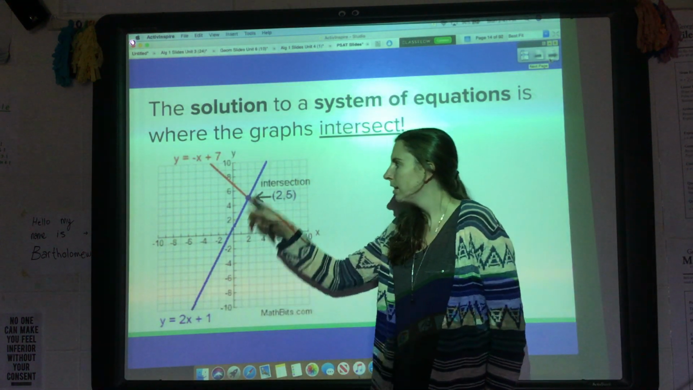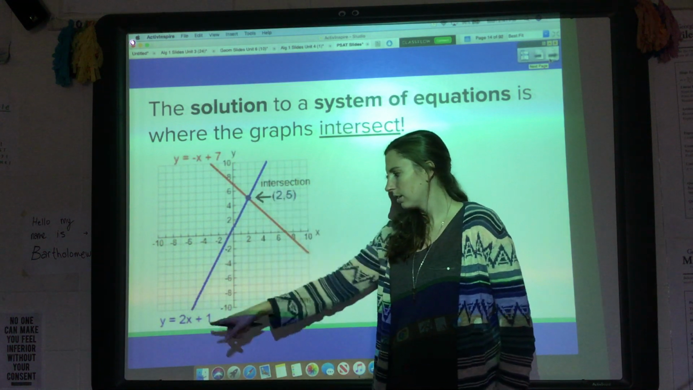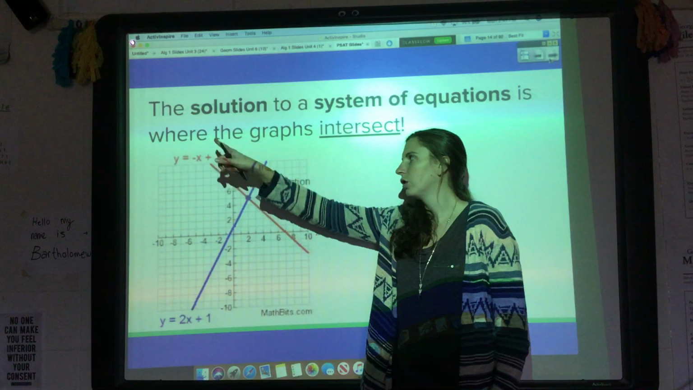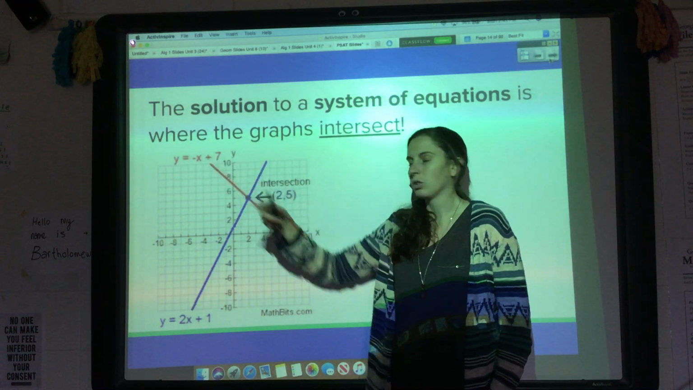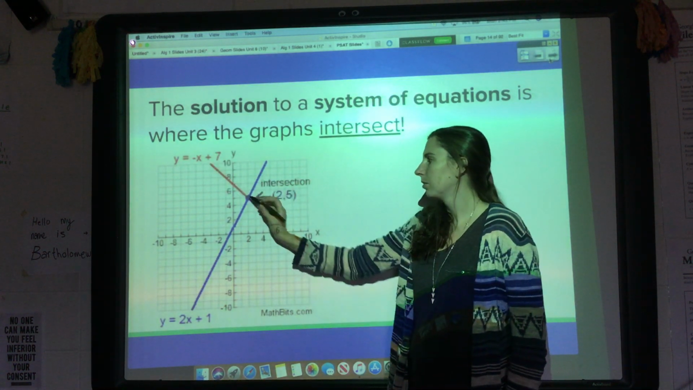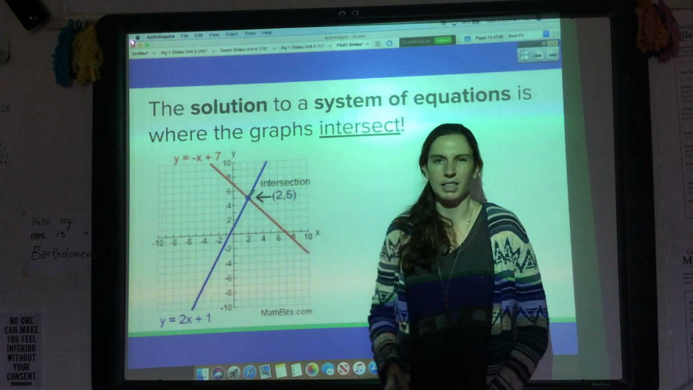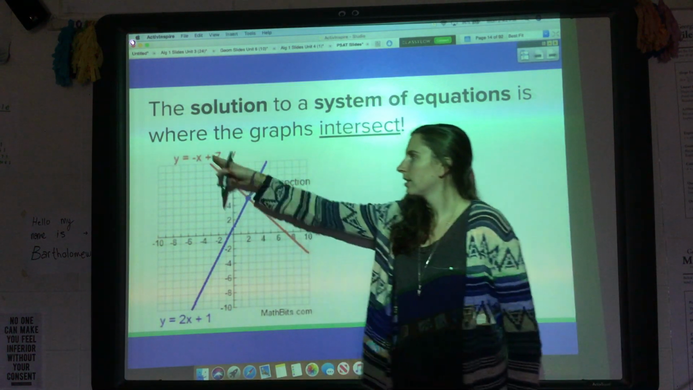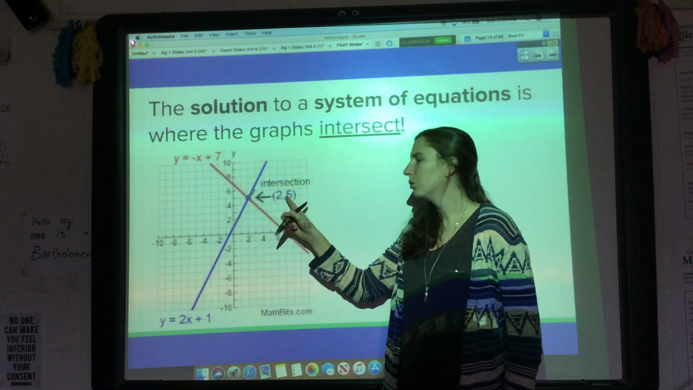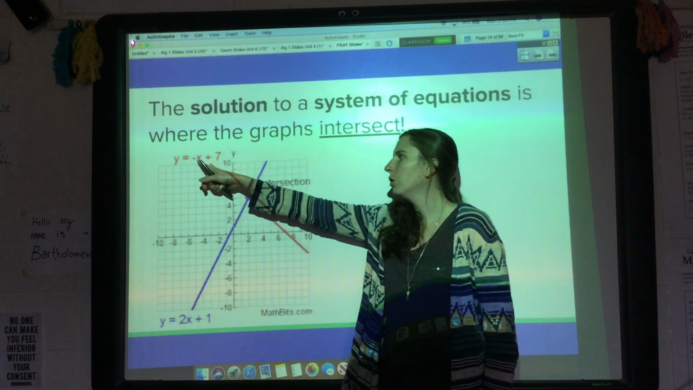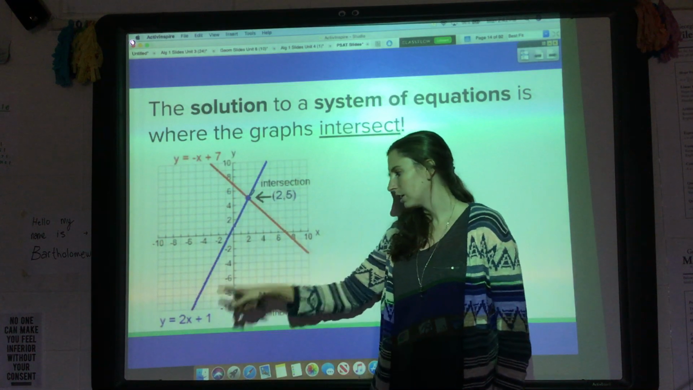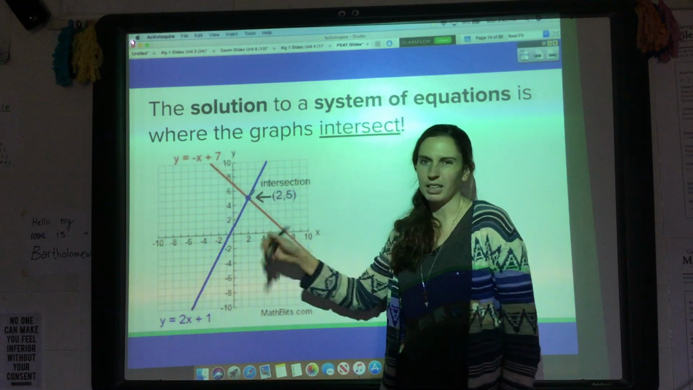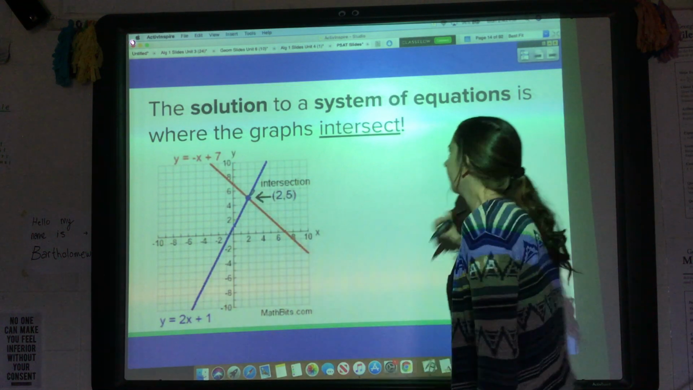This blue line represents all the solutions to this equation. The red line represents all the solutions to this equation. So the only point that works for both is right there where they intersect, which makes sense. So the solution to this system of equations would be 2, 5. If you plugged in 2, you would get out 5, and if you plugged in 2 here, you would get out 5. But if you plug in any other point, it's not going to work for both of them.